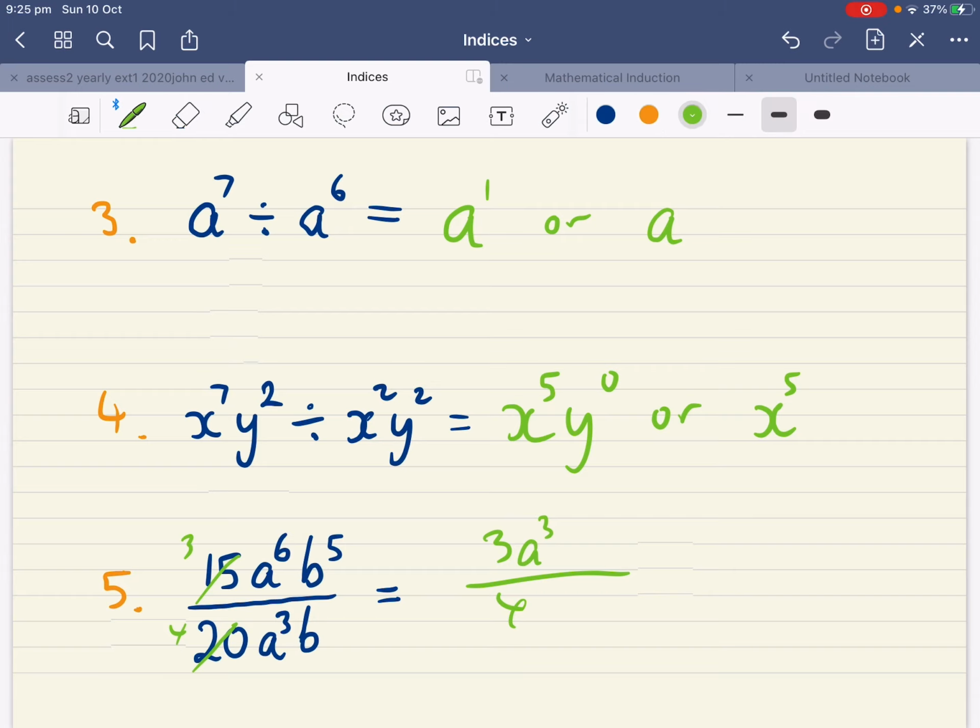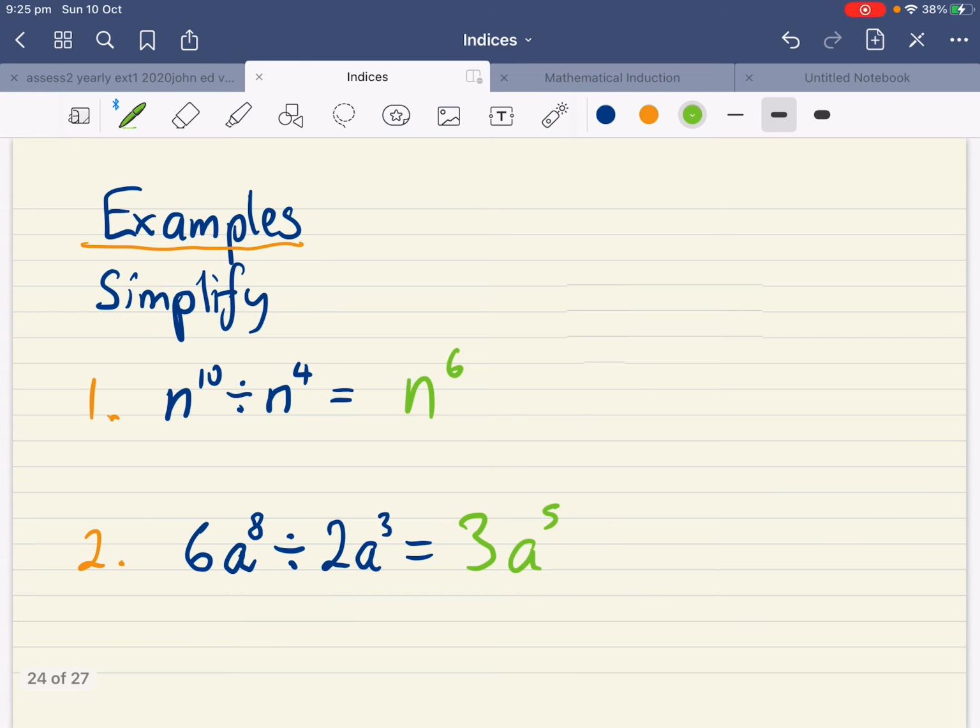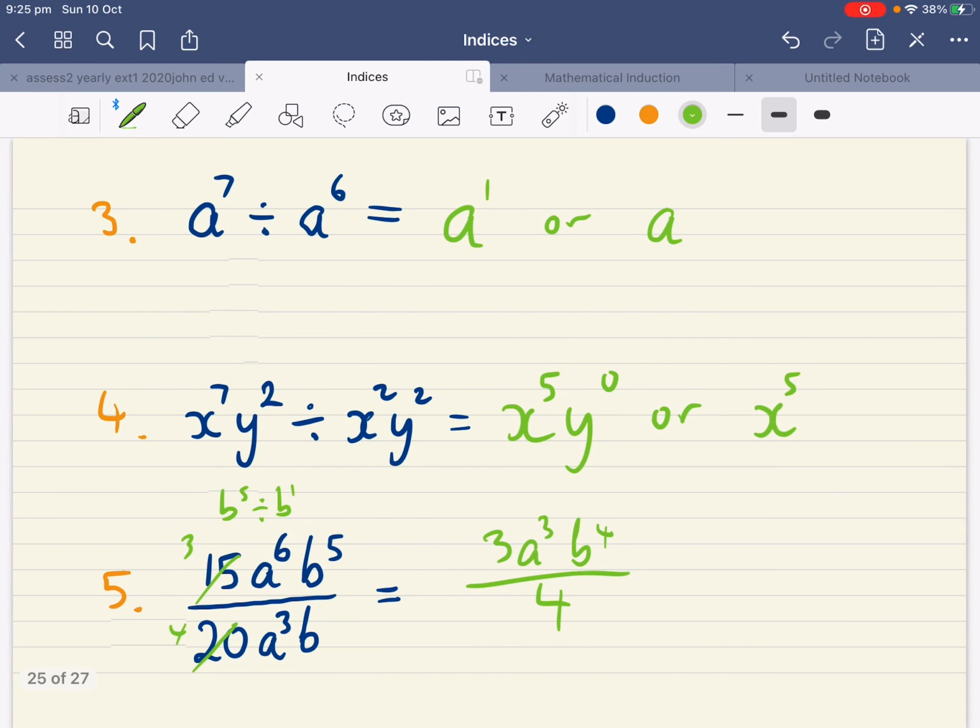Now let's move on to the b's. We have b to the 5 divided by b to the 1, so you're going to be left with b to the 4. And just for aesthetic reasons, I'm going to recenter that 4 in the middle. All right, and that's the answer for the final example. So please make sure you have all 5 examples in your books. I've just brought it back to make it easier for you. Pause the video if you need to. Make sure that is done.